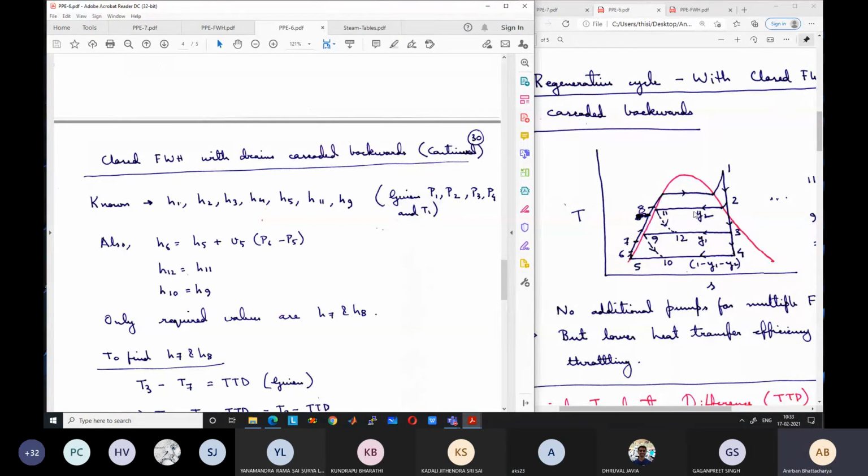What is the pressure at this point? Yes, I had told that 1 MPa pressure. So at 1 MPa pressure, how will you find this H11? This was actually 200 kPa, not this. So 200 kPa and 1 MPa. So at 1 MPa pressure, what is H11?